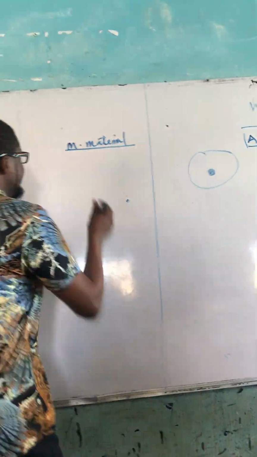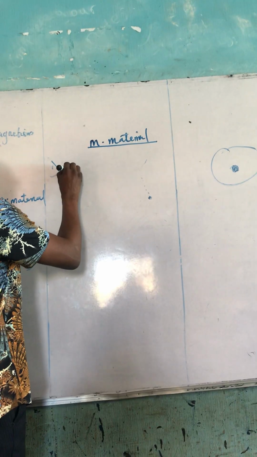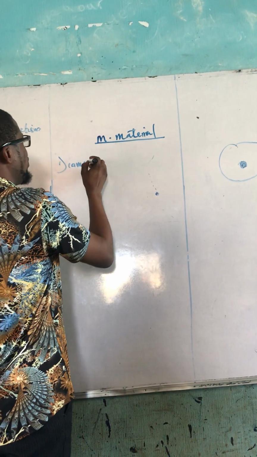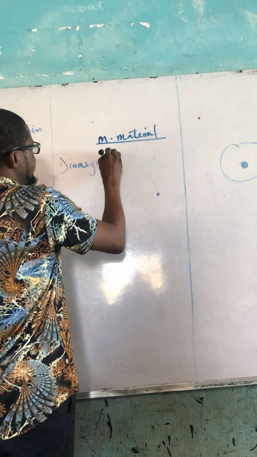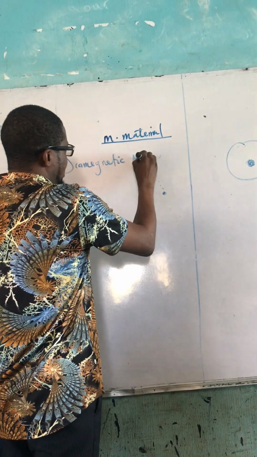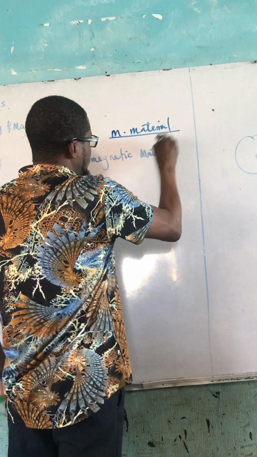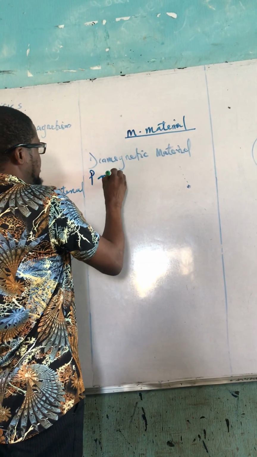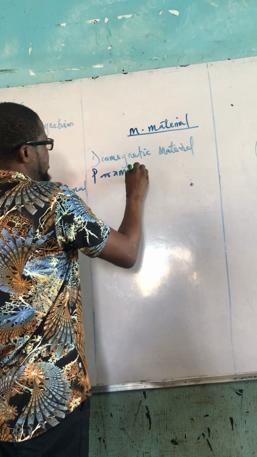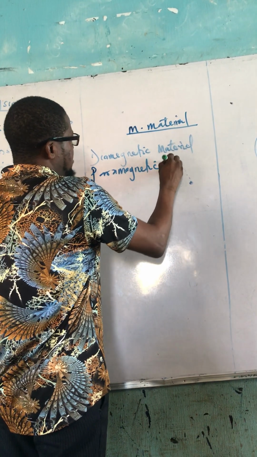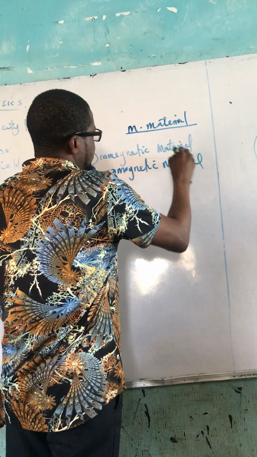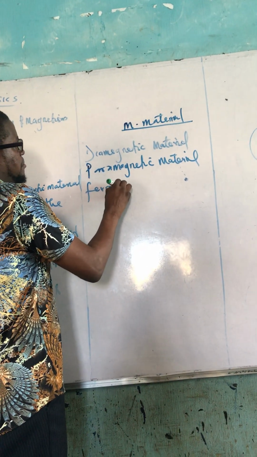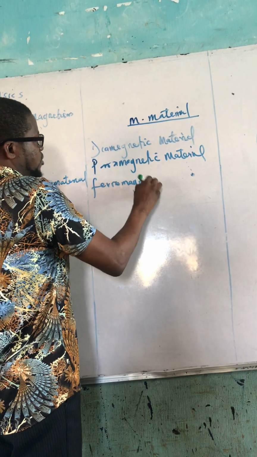So let's discuss them. The first one is called diamagnetic material. I'm talking about magnetic material now. That's the name of the first one. The second one is called paramagnetic material. That's the name of the second one. While the third one is called ferromagnetic material.